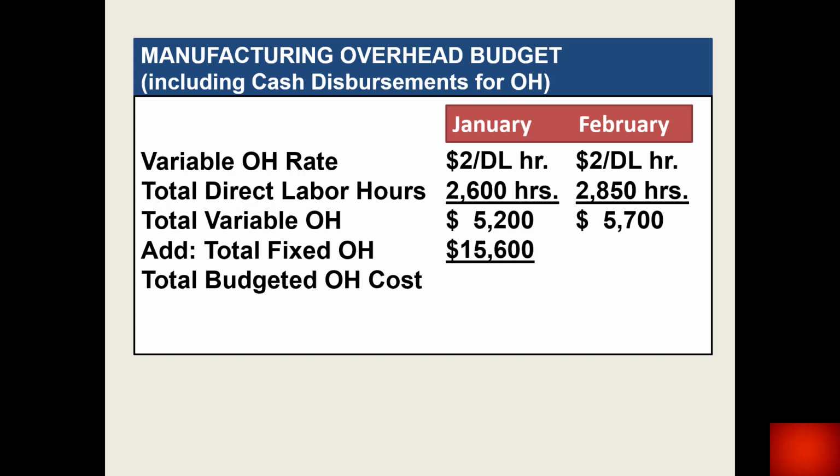So we'll add the fixed overhead of $15,600 to get total budgeted overhead cost in January of $20,800. For February, $15,600 plus $5,700 says total budgeted overhead cost is $21,300 for the month.